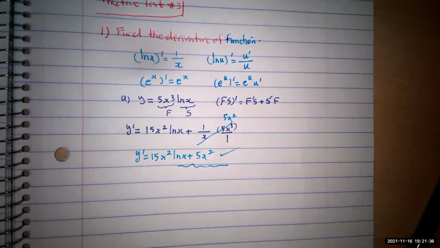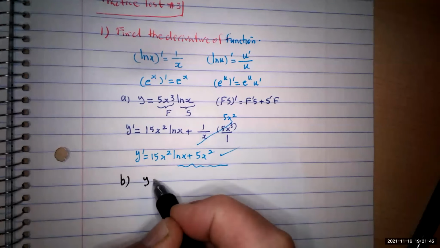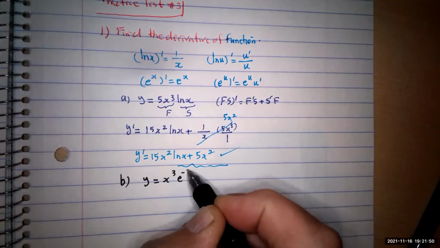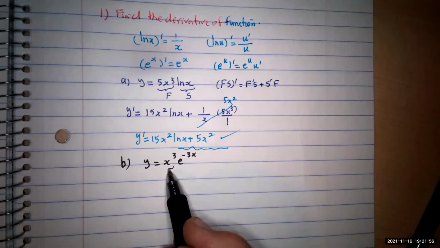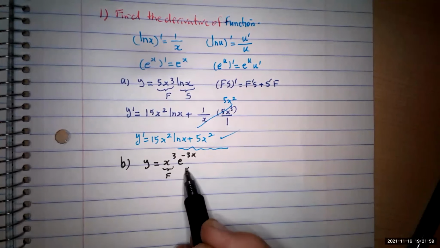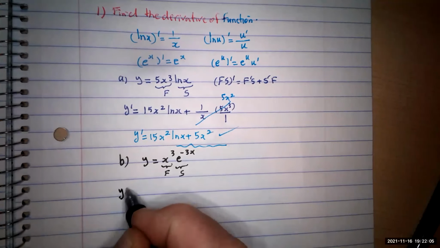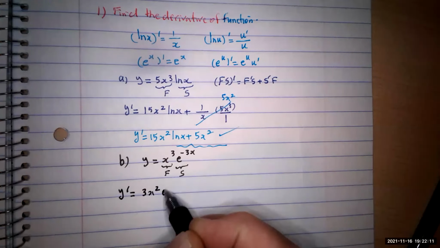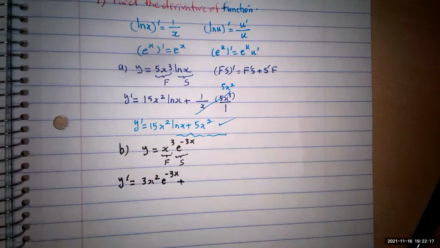We have a very similar one for the exponential function, part B. In part B, you have y equal to x to the third e to the negative 3x. Again, it's a product of 2 functions. The first function is x to the third, and the second function is e to the negative 3x. So product rule, derivative of the first one, 3x squared, times the second one, e to the negative 3x, plus derivative of the second times the first.